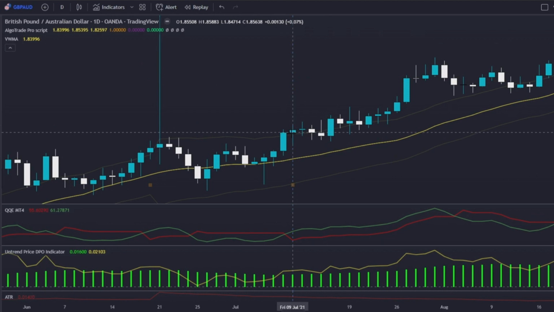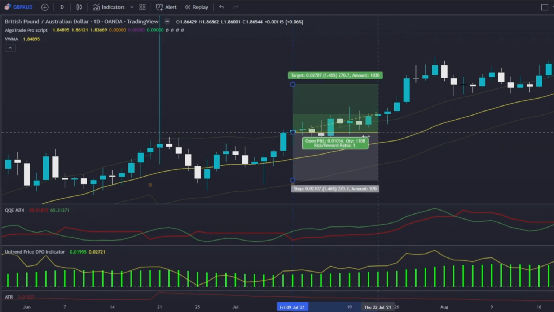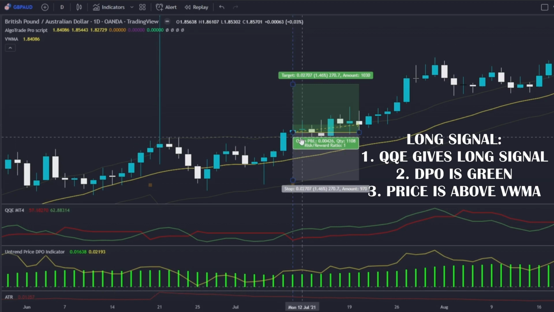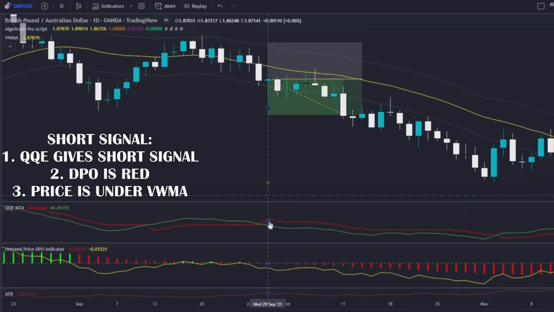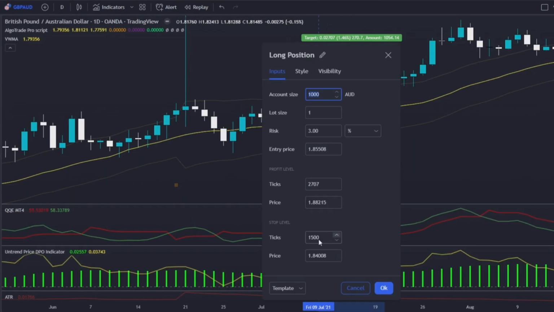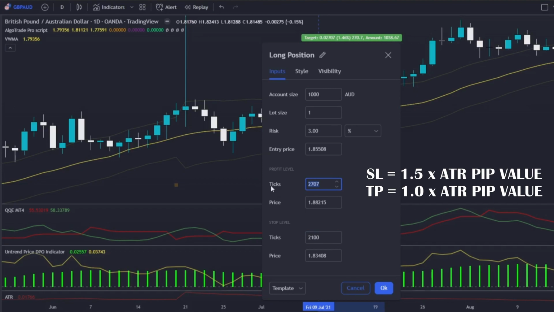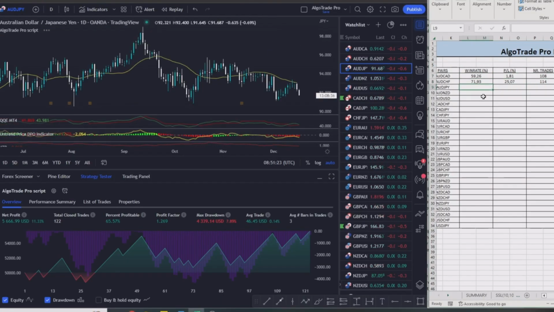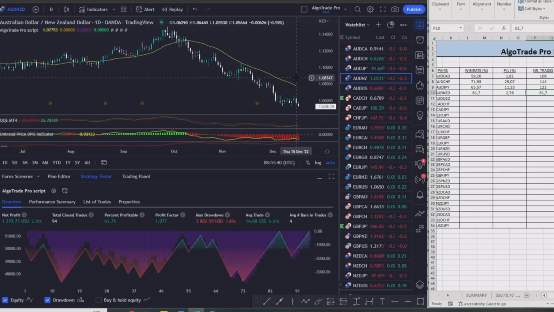The trade signal is given by the QQE in the same way I explained earlier in the video. Then for a long signal to be valid, the DPO has to be green and the price has to be above the moving average. For short signals, the DPO has to be red and the price has to be below the moving average. For the stop losses and take profits, the calculations will be exactly the same. Now let's repeat the backtest with all these rules. I'll see you in a bit.